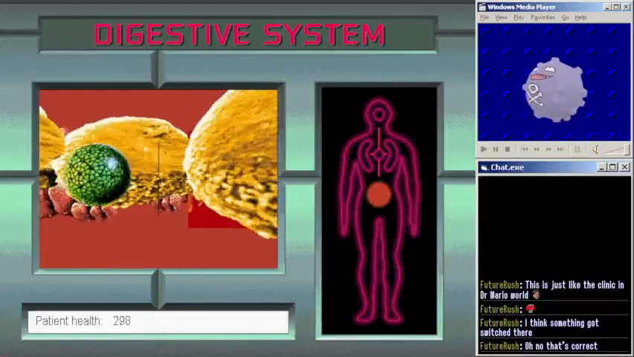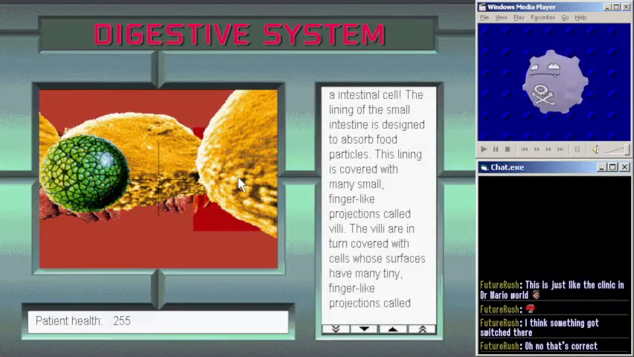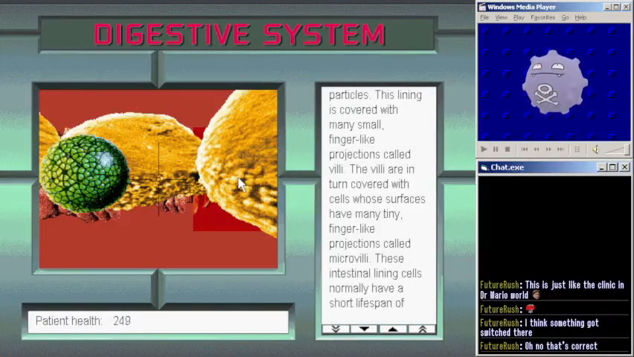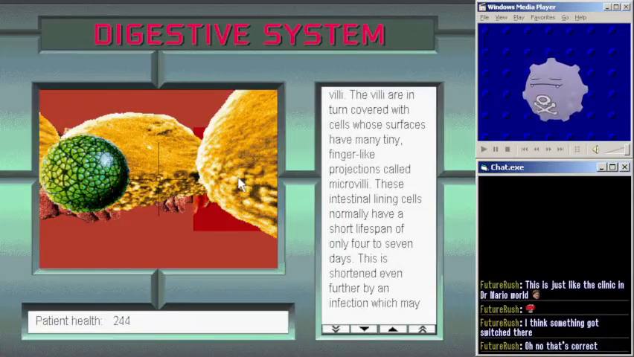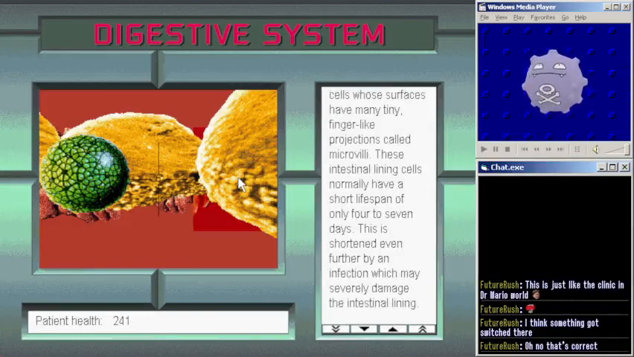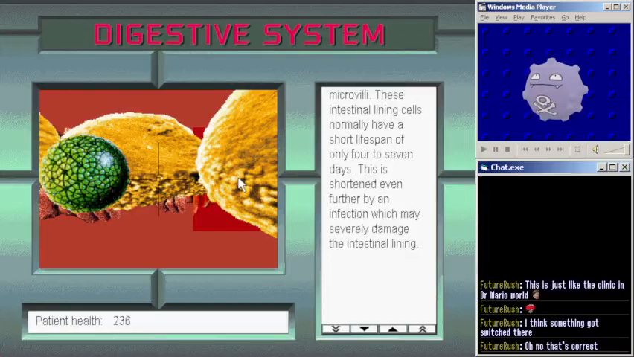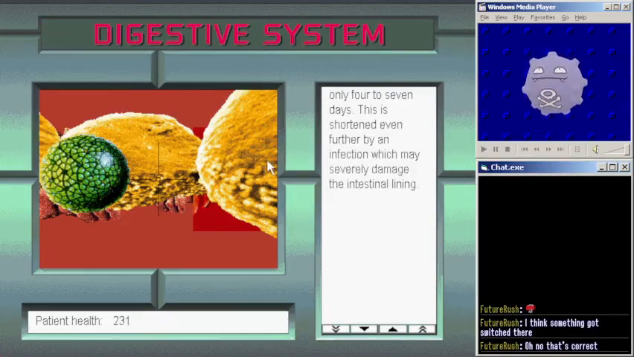And what if we shoot the good cells in the stomach? Oh no! You zapped an intestinal cell! The lining of the small intestine is designed to absorb food particles. This lining is covered with many small, finger-like projections called villi. The villi are in turn covered with cells whose surfaces have many tiny finger-like projections called microvilli. These intestinal lining cells normally have a short lifespan of only 4 to 7 days. This is shortened even further by an infection, which may severely damage the intestinal lining.